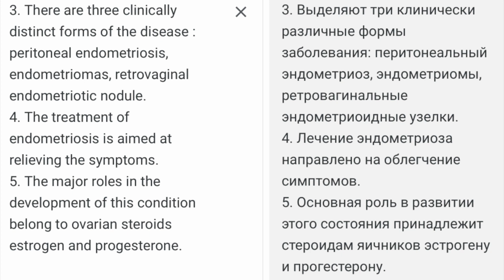4. The treatment of endometriosis is aimed at relieving the symptoms. 5. The major roles in the development of this condition belong to ovarian steroids, estrogen and progesterone.